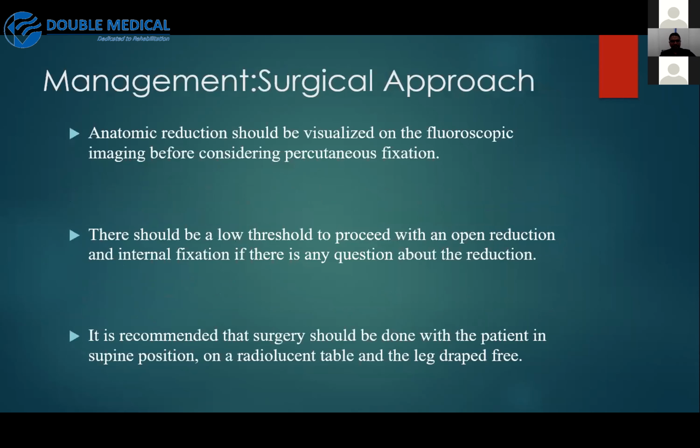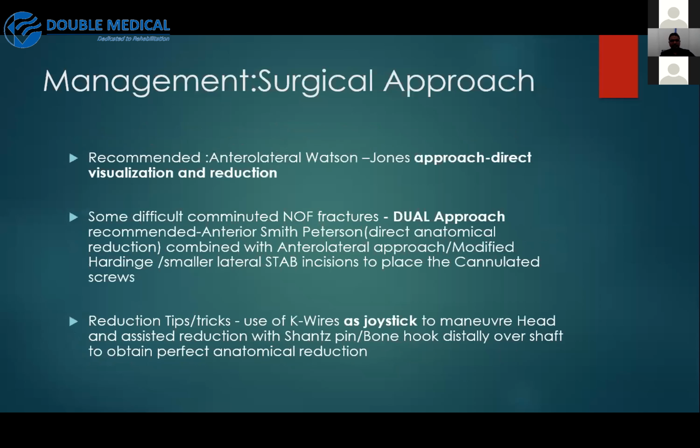For anatomic reduction in the young especially, you have to get an absolute anatomical reduction visualized on fluoroscopic imaging before considering percutaneous fixation. There should be a very low threshold to proceed with open reduction and internal fixation if there is questionable reduction. It is recommended that surgery be done with the patient in supine position on a radiolucent table and the leg draped free. What is the recommended approach?